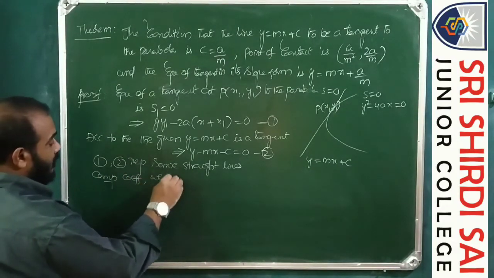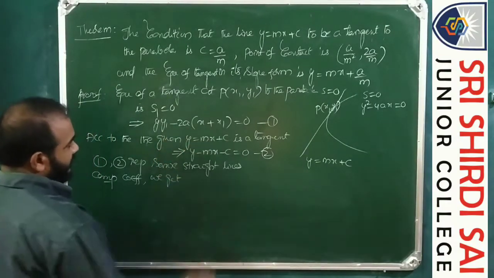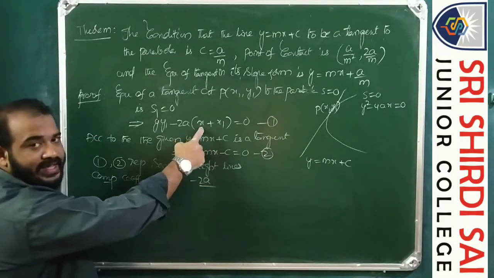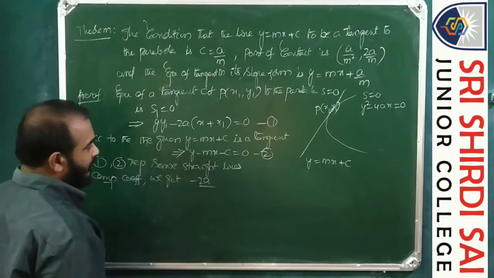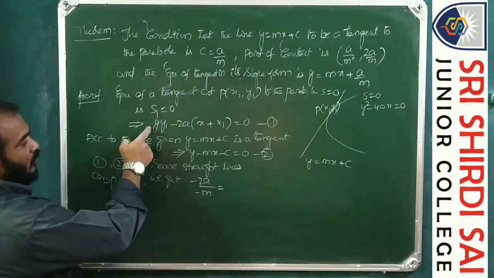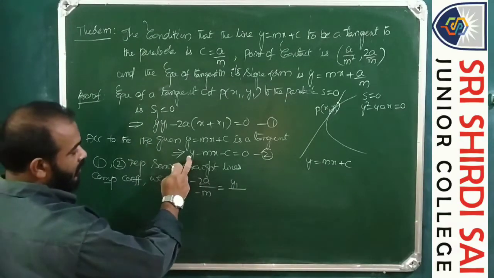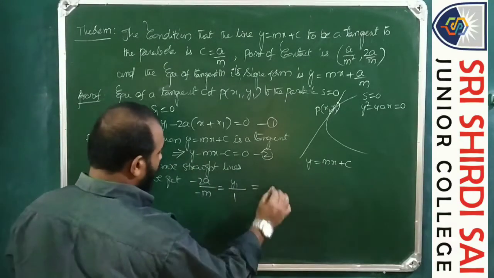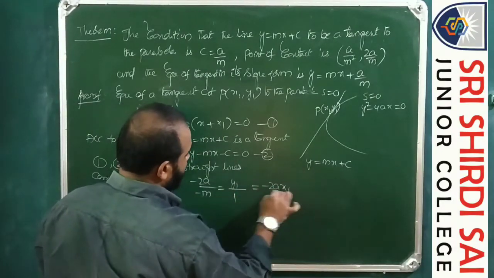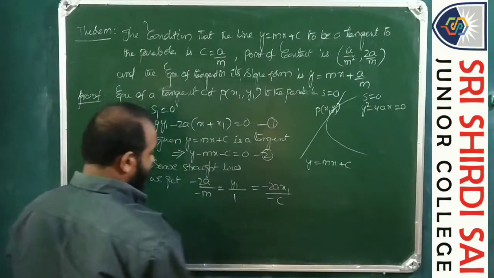we get here minus 2ax, the x coefficient is minus 2a. Here the x coefficient is minus m, equals, what is the coefficient of y? y1. Here, what is the coefficient of y? It is 1, equals, what is the constant? Minus 2a x1 itself is the constant. Here it is minus c.